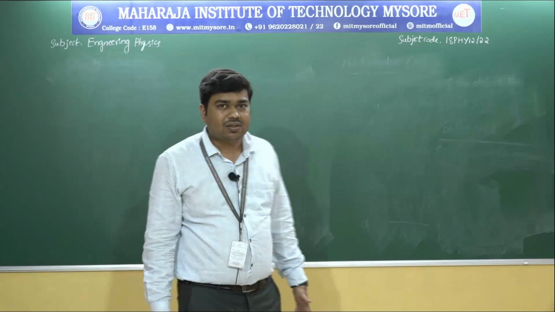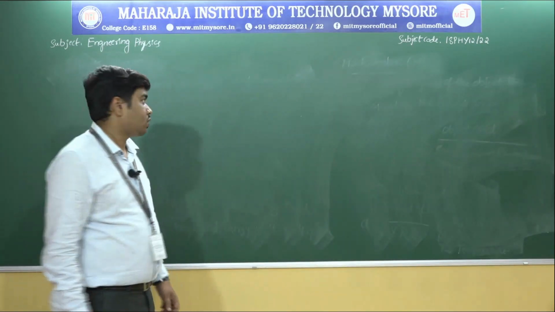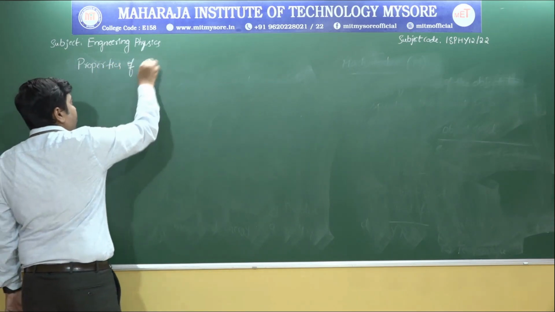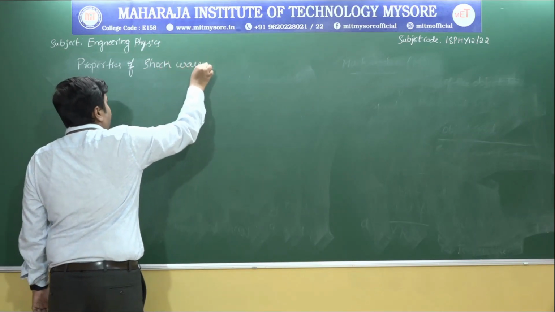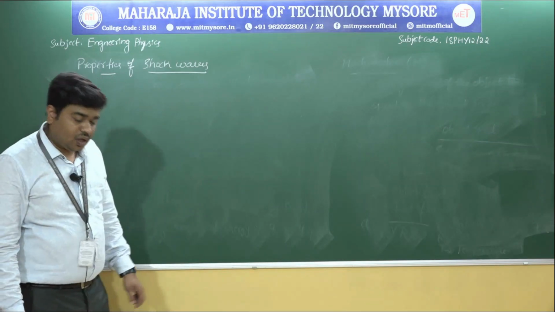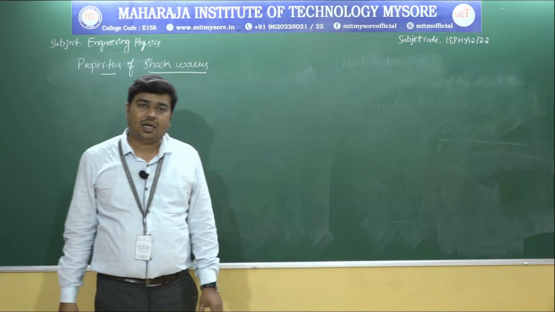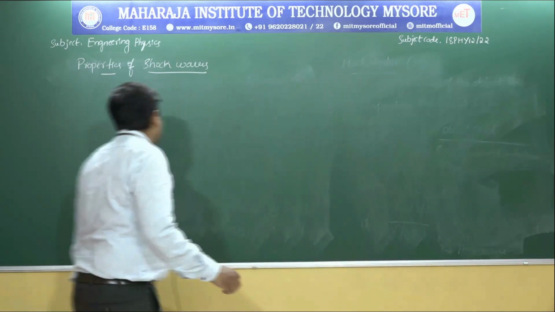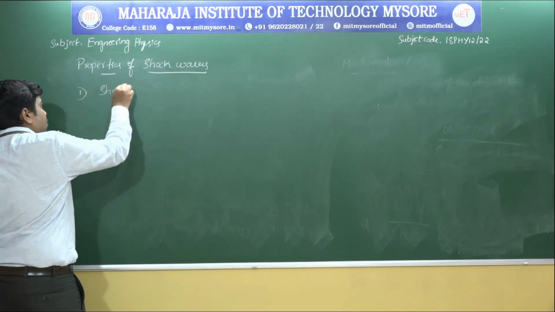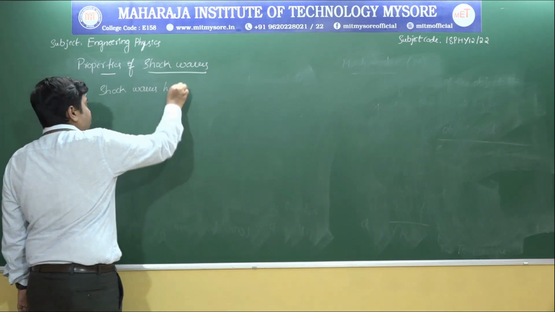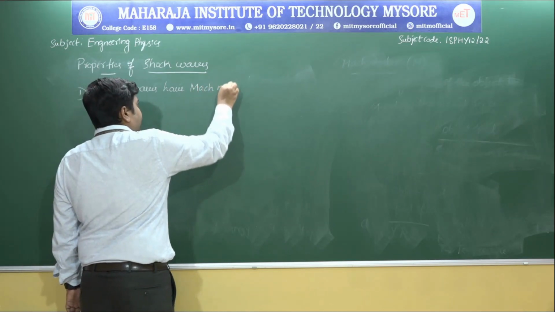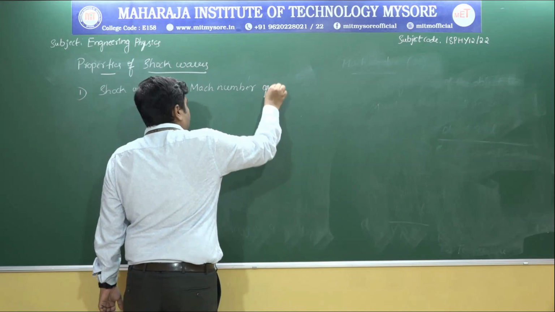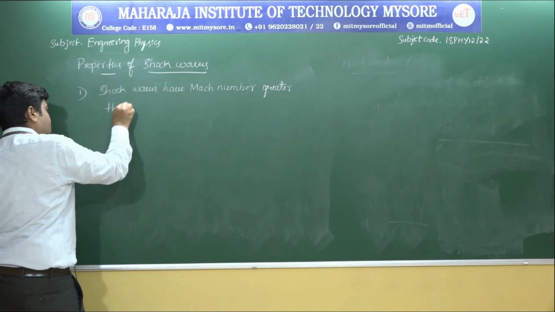Now, whenever a shock wave is created, these shock waves have certain properties. So, let us see what the properties of a shock wave are. The first property of a shock wave is that shock waves have Mach number always greater than 1, which means the speed of the shock wave is always greater than the speed of sound in that corresponding medium.